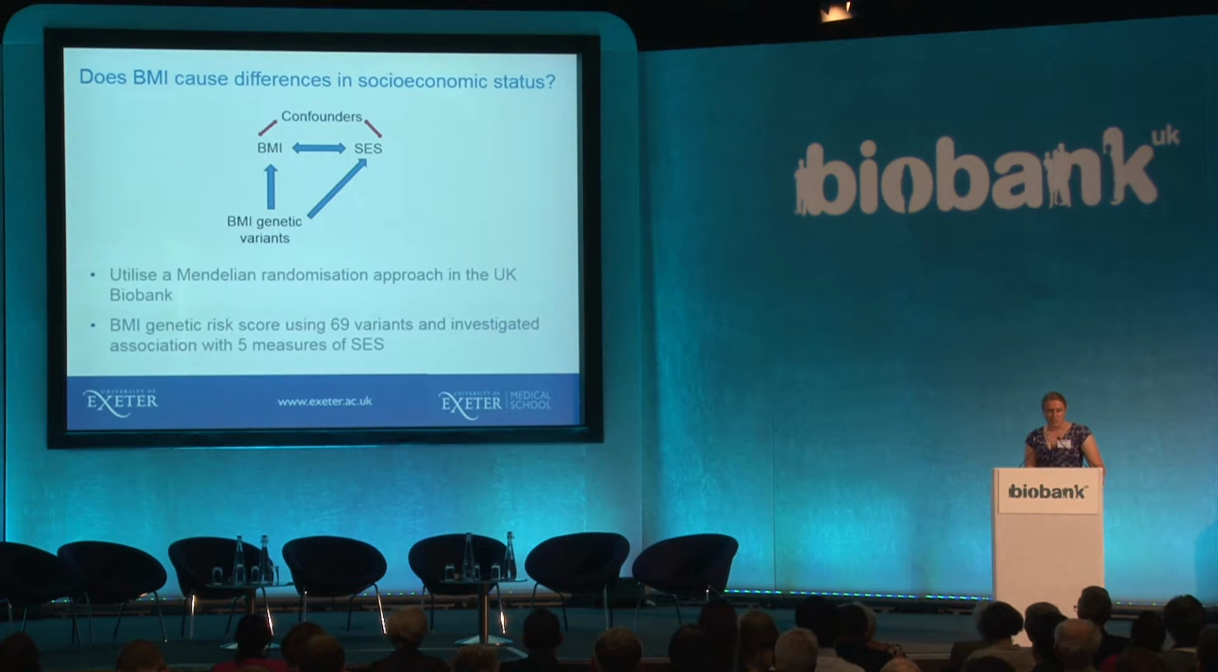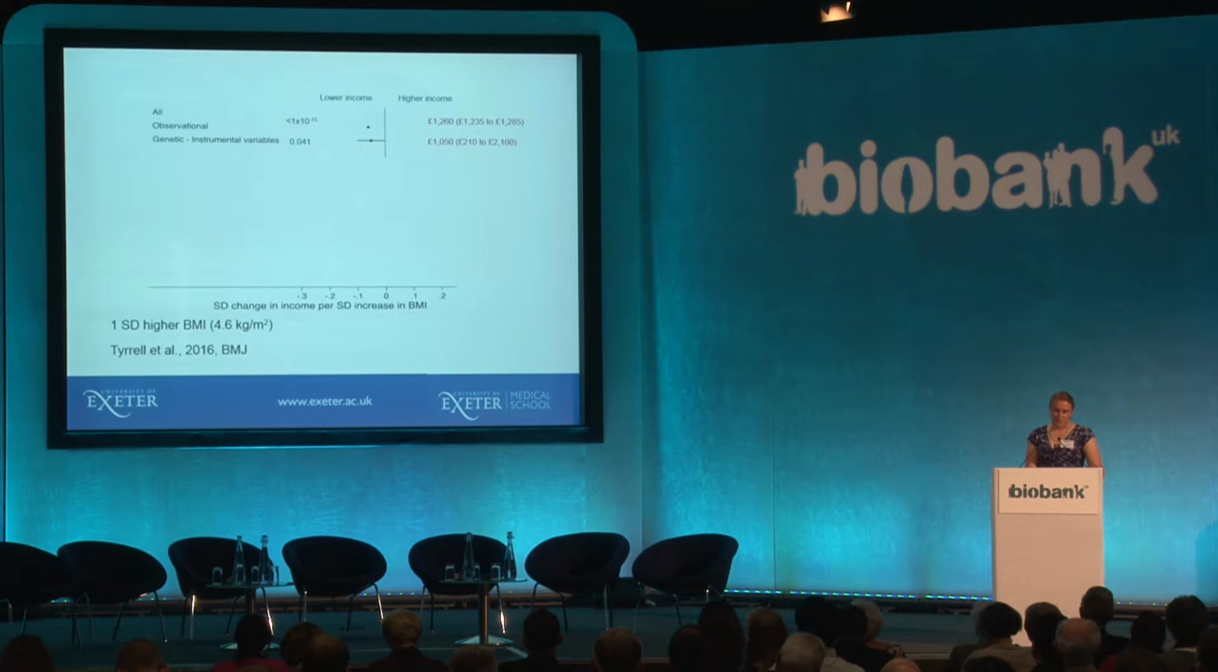We created a BMI genetic risk score, and we looked at the relationship with 5 different measures, things like income, deprivation index, and educational status. And what did we find? When we looked observationally, we saw the relationship we were expecting: higher BMI, lower socioeconomic status. Here we're looking at income. A 1 standard deviation change in BMI was about a £1,260 reduction in annual income. When we looked genetically, the evidence wasn't quite so convincing. Although there did seem to be a causal relationship, we had wide confidence intervals.